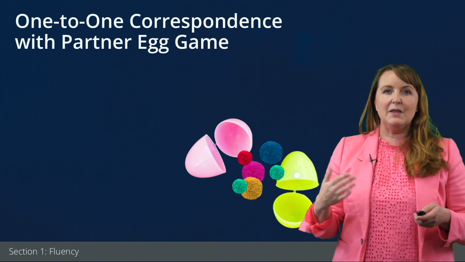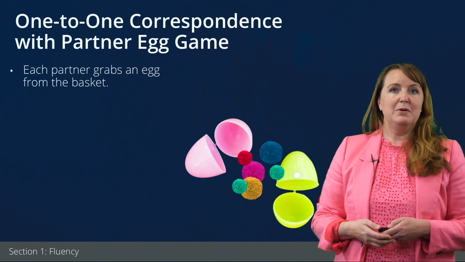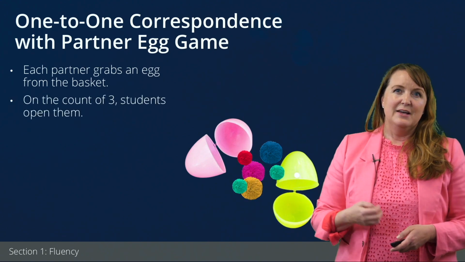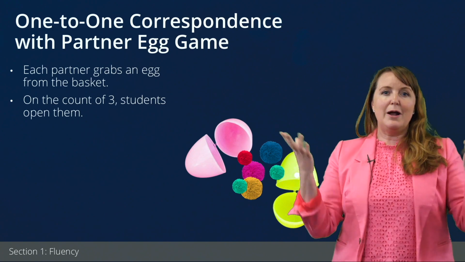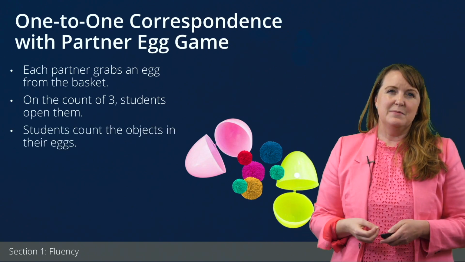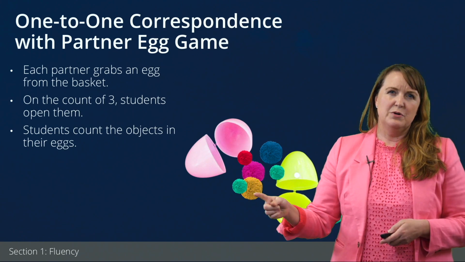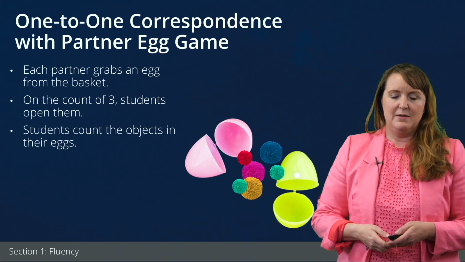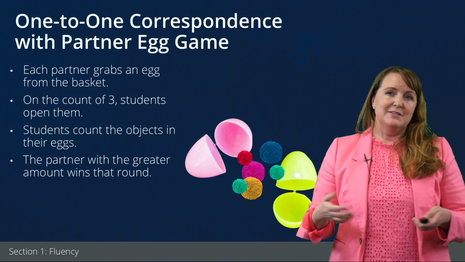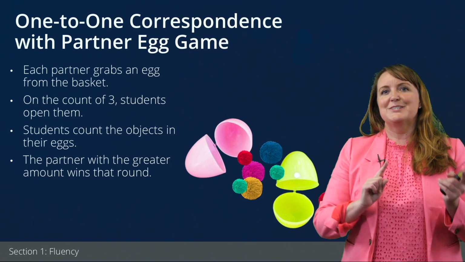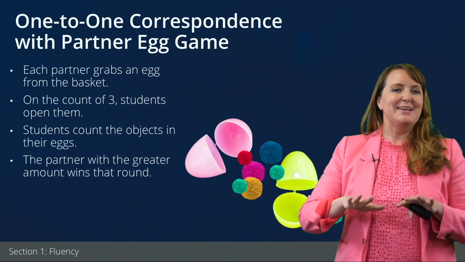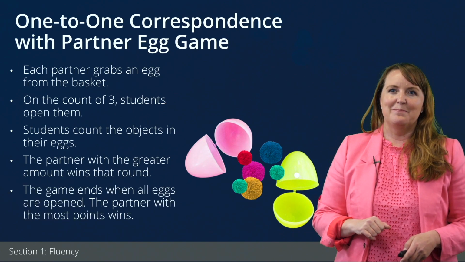Another thing that we can do is play the partner egg game. So partners here will grab an egg from the basket, and then on the count of 3, they're going to crack open their egg, and then they're going to count what's in their egg. So maybe here I'm counting 1, 2, 3, 4. Maybe that's what came out of my egg. Then the partner with the greatest amount could win that round. That's almost getting us to what we'll talk about next, which is comparison, or you could just keep it in that counting phase as well.